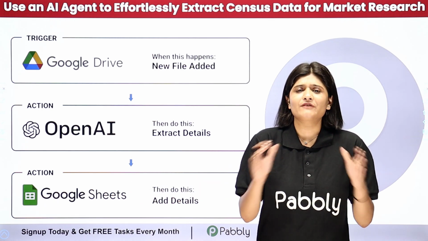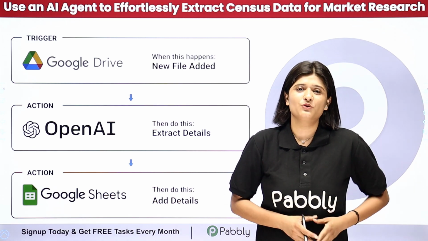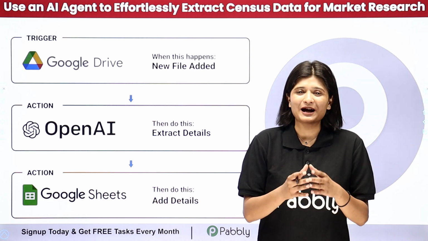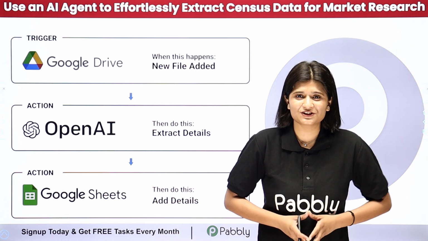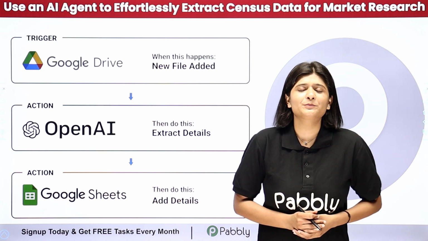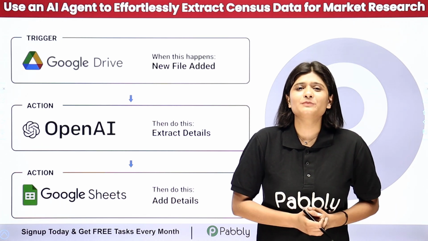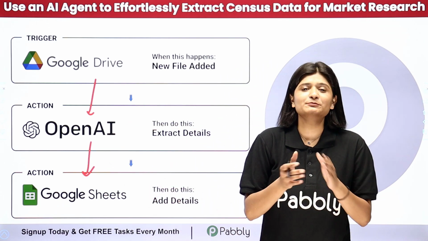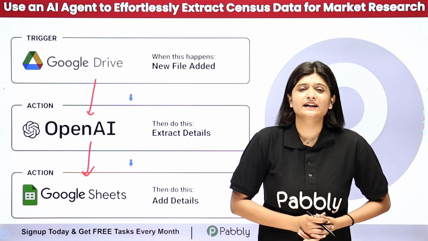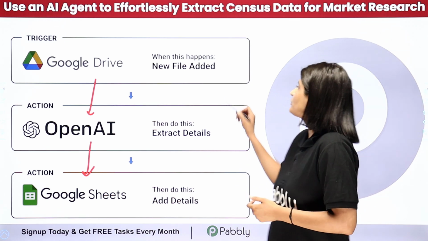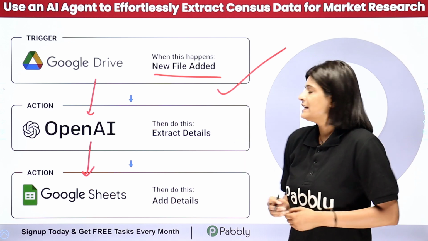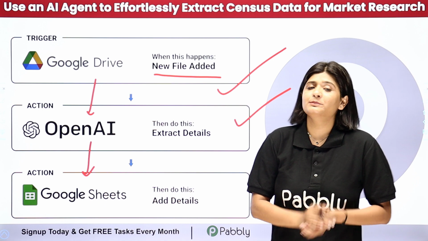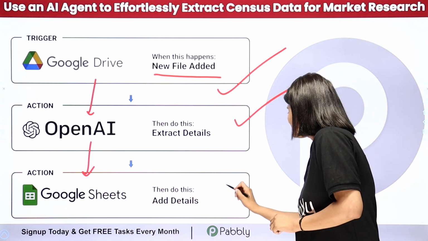Doing this manually is a very time-consuming task, so I'm going to completely automate this process, and to do this automation I'm going to use Pabbly Connect. Pabbly Connect is an amazing automation and integration software which requires no coding or programming skills. Here I just need to build a connection between Google Drive, OpenAI and Google Sheets. With the help of Pabbly Connect, I'm going to build this connection in such a way that whenever I upload a new file in my Google Drive, the details of the data will be automatically extracted with the help of OpenAI, and it will be automatically added in my Google Sheets spreadsheet.